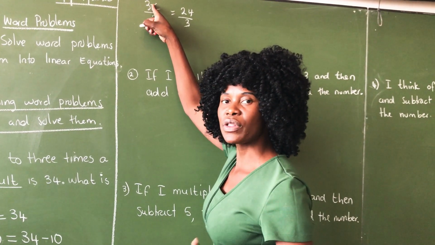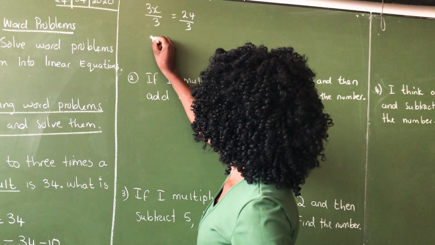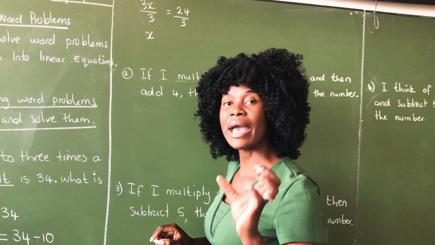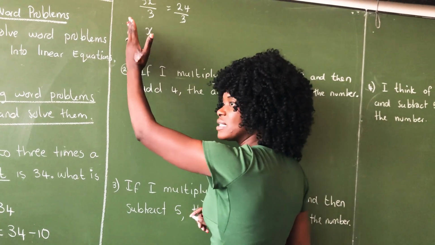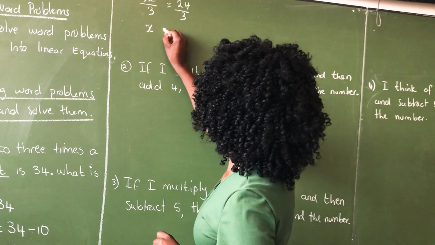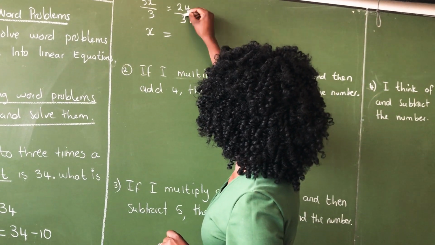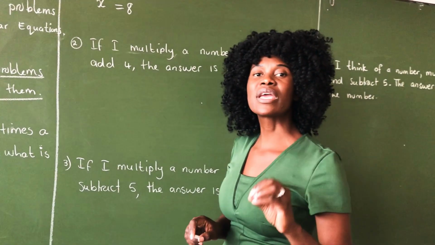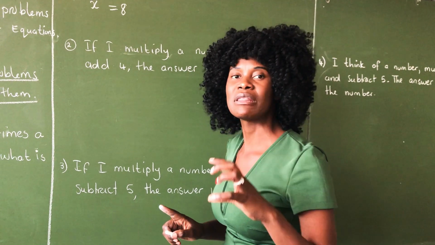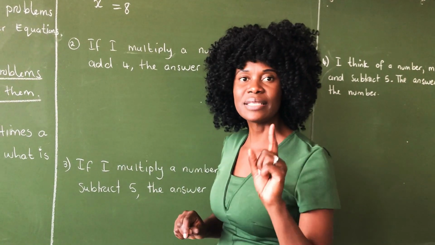Algebraically we don't say 1x, we only say I have letter x, and that's what we are looking for, because that's what we need to leave on the left hand side to make it the subject of the formula. So we have 24 divided by 3, it will give us 8. So in other words, the number that we are looking for, the unknown number, is 8.